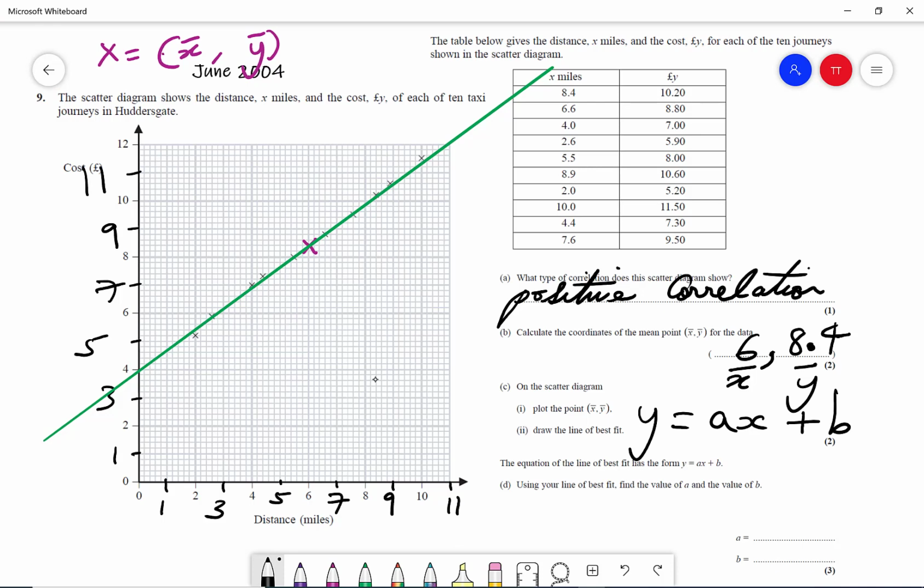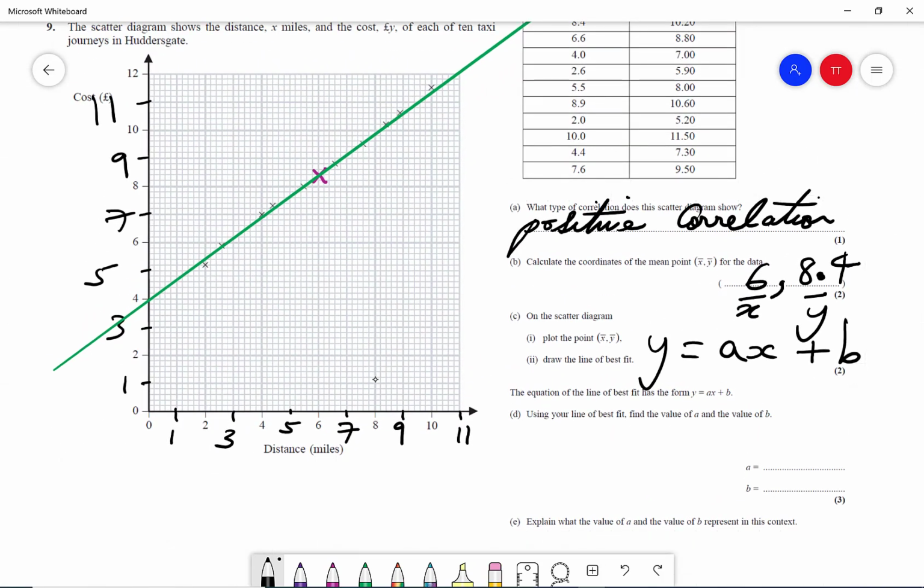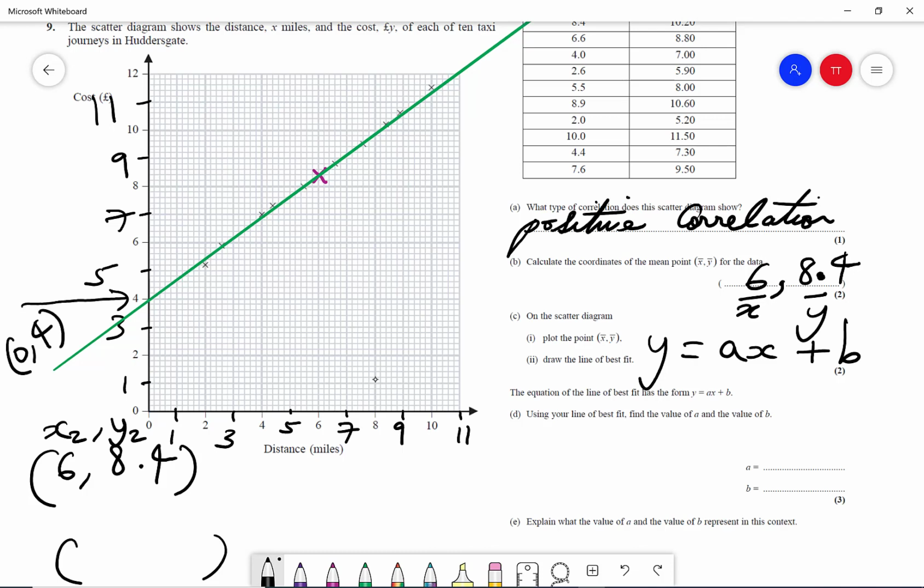So what we want to do, in order to work out the gradient, we need to choose 2 points on our line of best fit, i.e. the green line. Well, what I'm going to do is choose 2 points that we definitely know. Well, I know that the mean of x and the mean of y is 6 and 8.4. So I'm going to say 6 and 8.4 definitely belongs to my line. So that's going to be x2 and y2. And then the obvious here is this. Well, 4 is my intercept. That means that the coordinate of that is 0 and 4 because x is 0 at that point. So I've got 0 and 4 here. This is going to be called x1. This is going to be called y1.